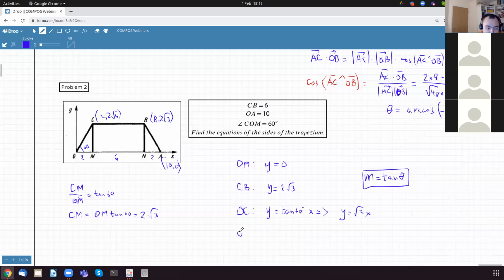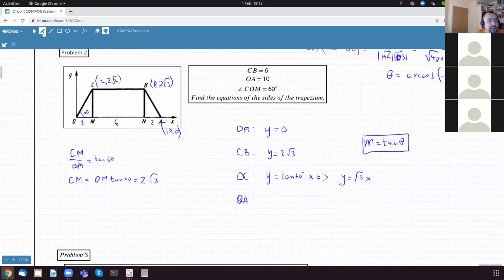All right, to find BA. Well, we know the angle that it makes with the positive x-axis, and the angle is 120 degrees. So we can use the formula y minus y0 equals the gradient m times x minus x0.